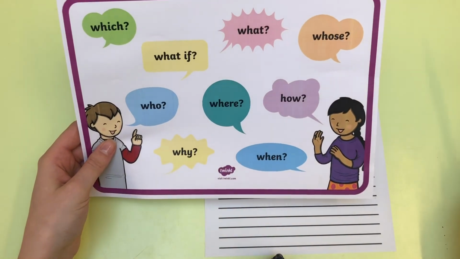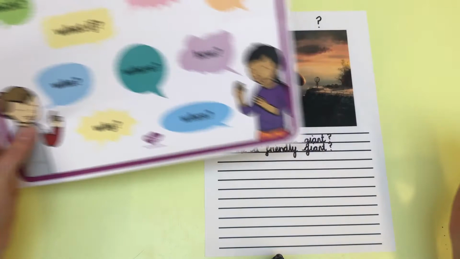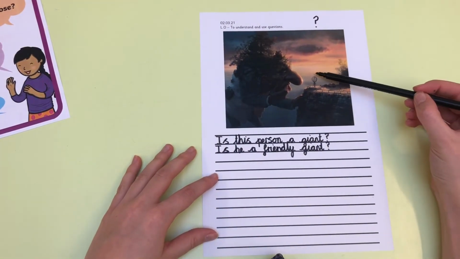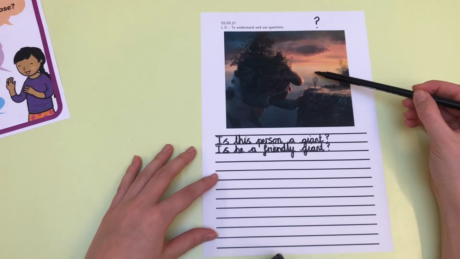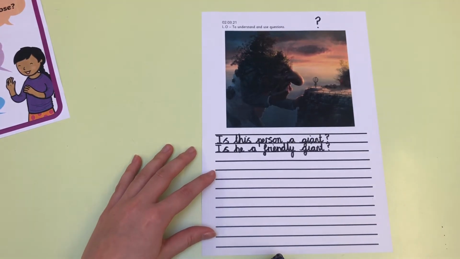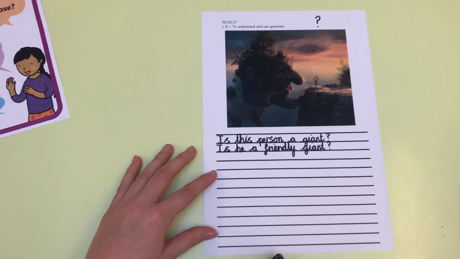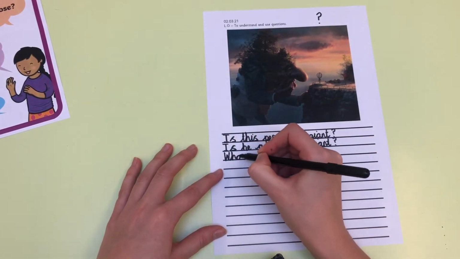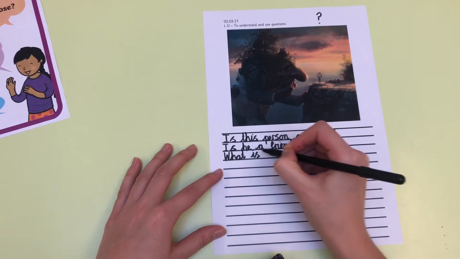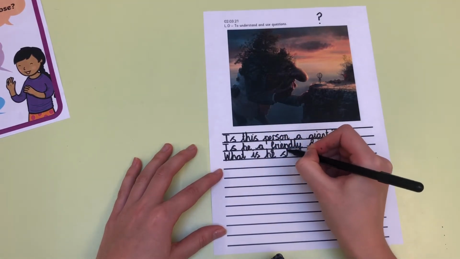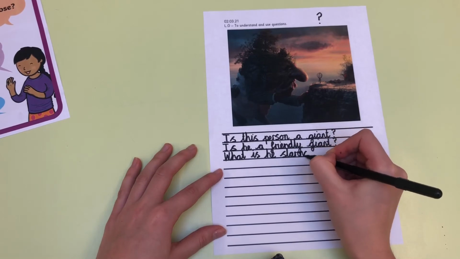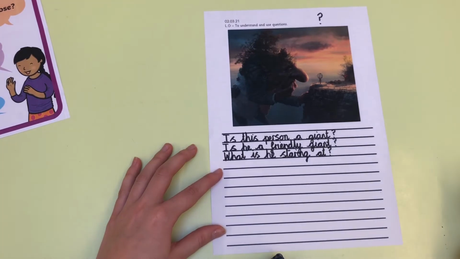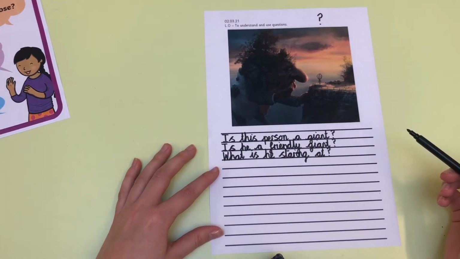I might use what, and then I'm going to start my next question sentence with what. And to me, it looks like he might be staring at this strange object here. So I might ask the question, what is he staring at? Oh, don't forget my question mark because I'm asking a question.